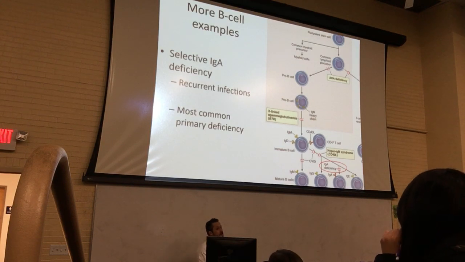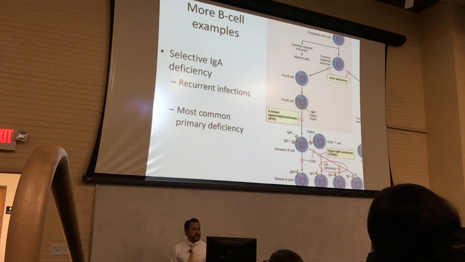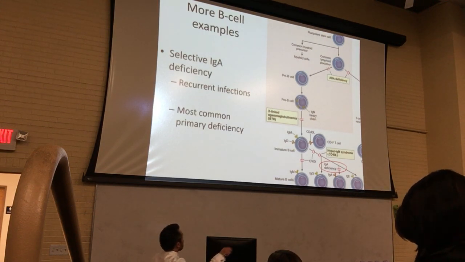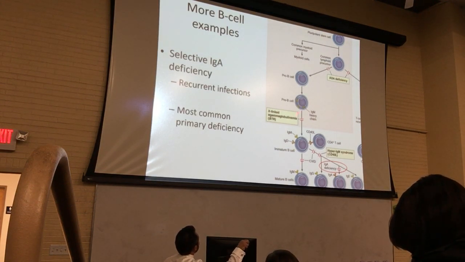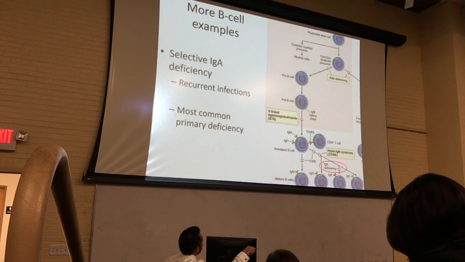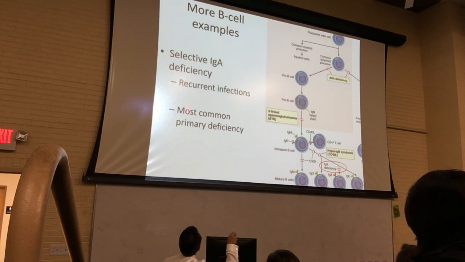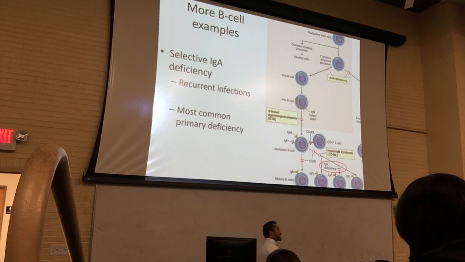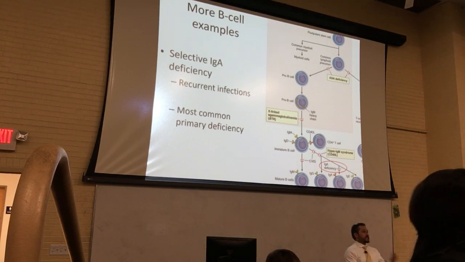Another further down the line example is selective IgA deficiency. This is where we were right here with Bruton's. Now we're all the way down here, and this is the most common primary deficiency, and that's why I'm giving it as an example. We're not going to cover all of them.